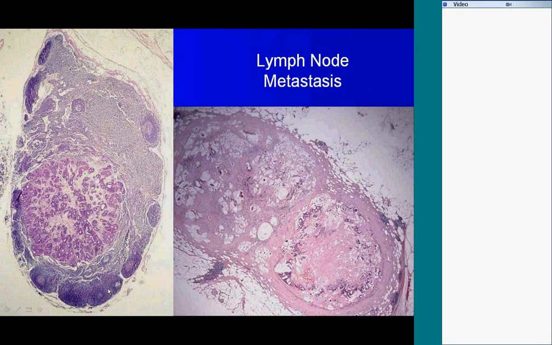I think all of us could recognize the lymph node on the left as harboring a lymph node metastasis. I think there would be possibly some disagreement about the lesion on the right. Is that a peritoneal deposit or a lymph node metastasis? And the crux of the matter is, are you convinced that there's residual lymph node tissue there? If so, then you can count it as a lymph node metastasis. If not, it should be counted as a peritoneal deposit.